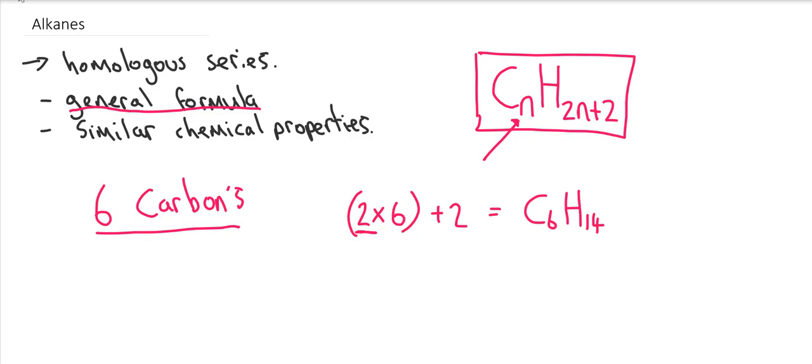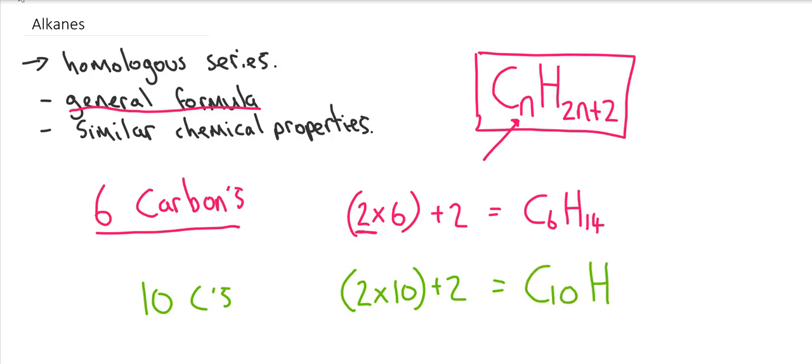What if we've seen another alkane that had 10 carbons? How many hydrogens will this compound have? Pause the video and see if you can come up with the formula for this alkane. What you should have done is 2 times 10 plus 2, and that would give us a molecular formula of C10H22. Remember, however many carbons you have, you times it by 2 and add 2 for the number of hydrogens.